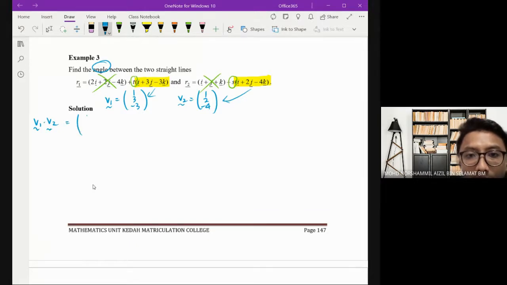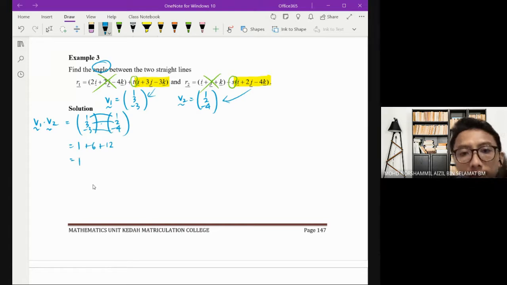So V1 dot V2, 1, 3, minus 3 dot 1, 2, minus 4. As I told you before, A dot B ni senang je. Atas darab atas, tengah darab tengah, bawah darab bawah. So tambahkan semua. So 1 plus 6 plus 12. So you get 19 je ke? Betul lah? Betul, sir.